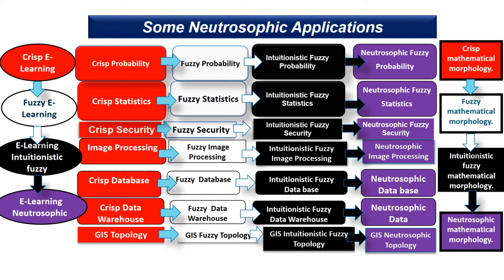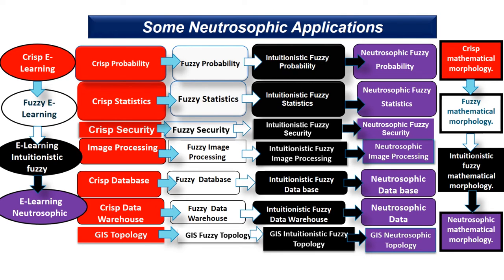From crisp probability to fuzzy probability, instantaneous fuzzy probability, and Neutrosophic probability. Neutrosophic fuzzy probability contains all types of probabilities. Neutrosophic fuzzy statistics, Neutrosophic fuzzy security, Neutrosophic image processing, Neutrosophic database, Neutrosophic data, GIS Neutrosophic topology, and other applications.